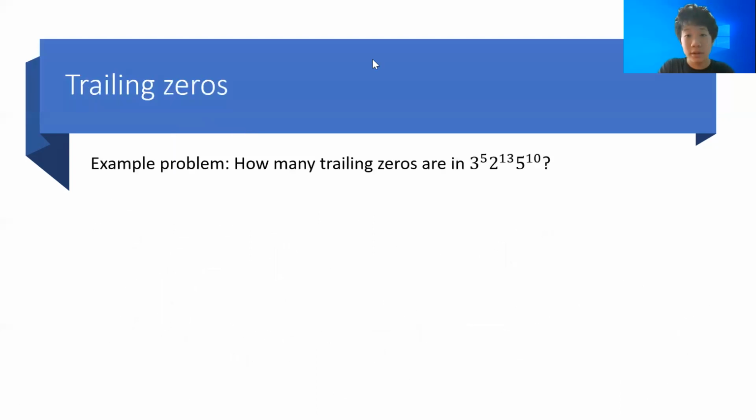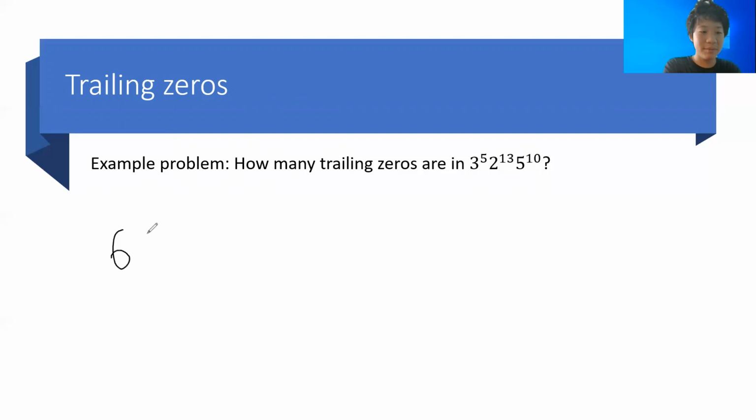Cool. So now we've got a common application of exponents, which is trailing zeros. The example problem is, how many trailing zeros are in 3 to the 5th times 2 to the 13th times 5 to the 10th? So first of all, what do trailing zeros mean? Trailing zeros means how many zeros are in the back of a number.